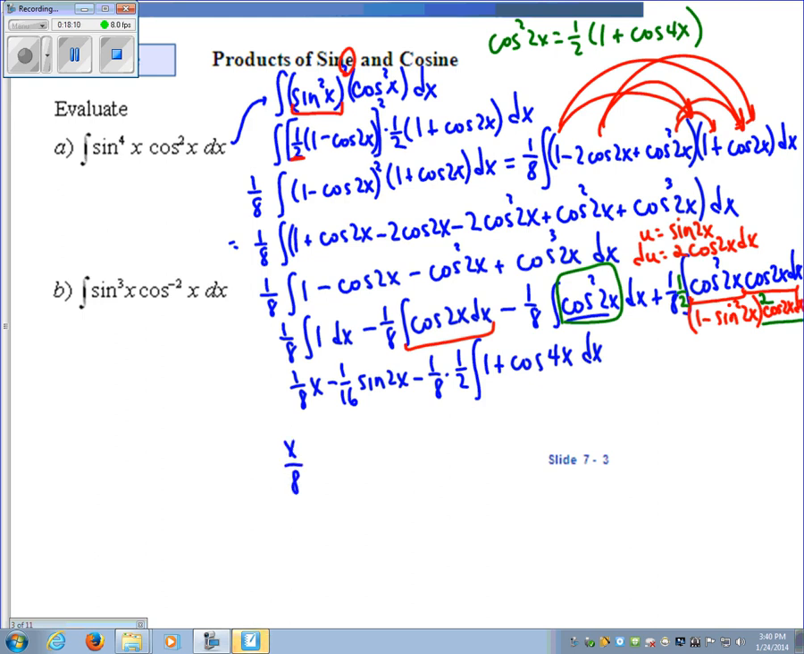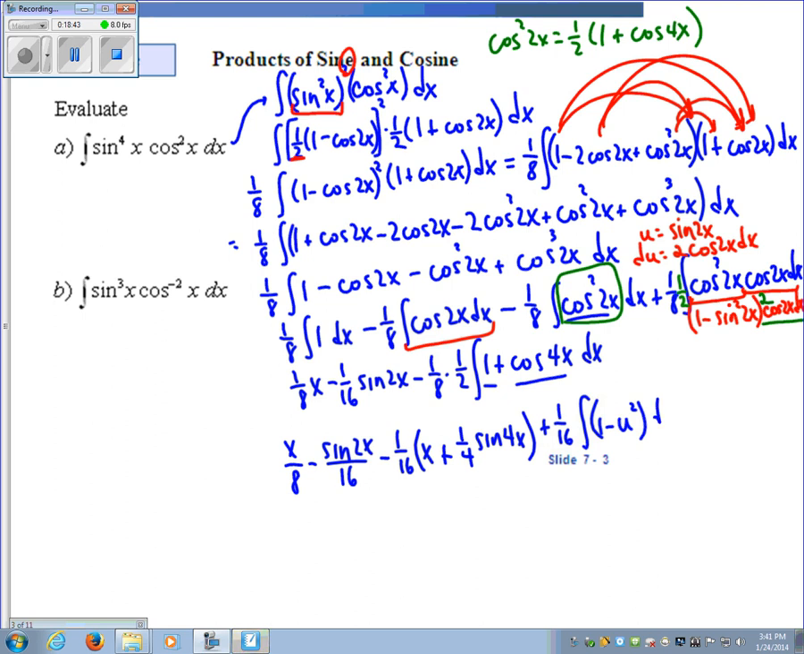We have x over 8 minus sine of 2x over 16 minus 1/16 times the antiderivative of the 1 here, which will be x, and then our antiderivative of the cosine of 4x will be 1/4 sine of 4x. Okay, then I've got plus the 1/16, and I've got the integral of 1 minus sine squared of 2x, so that's 1 minus u squared, and then that 2 cosine 2x dx is my du.